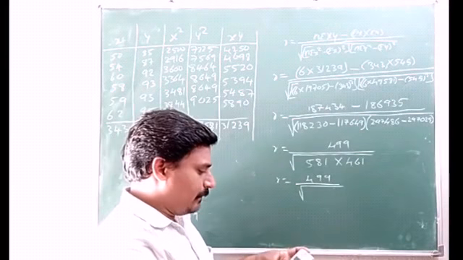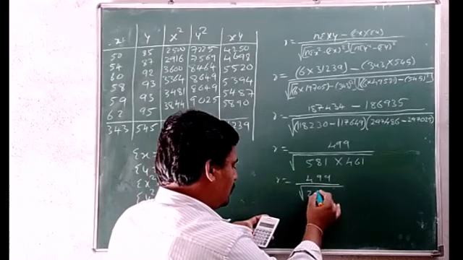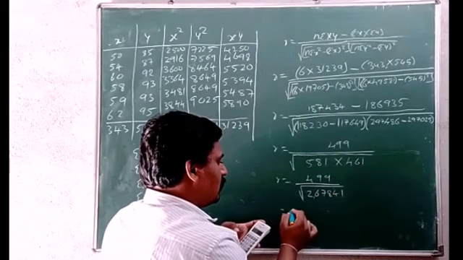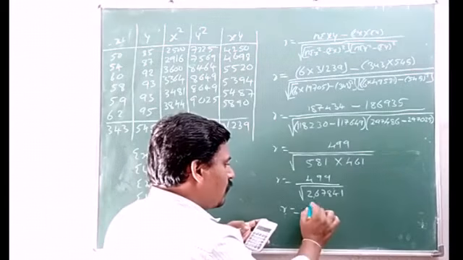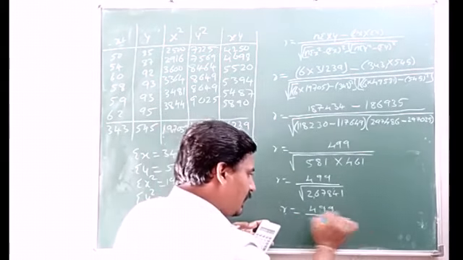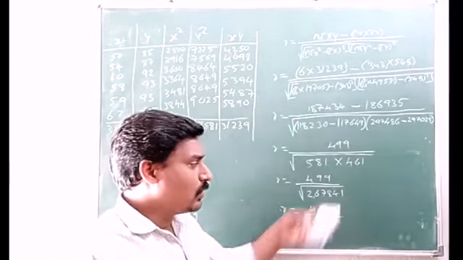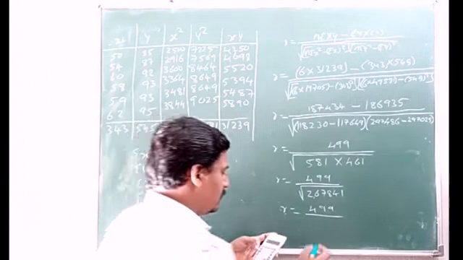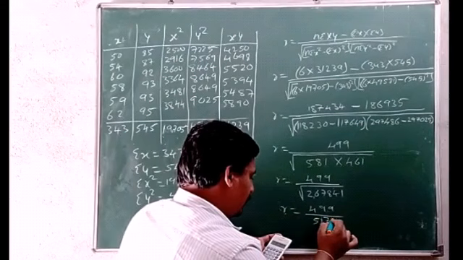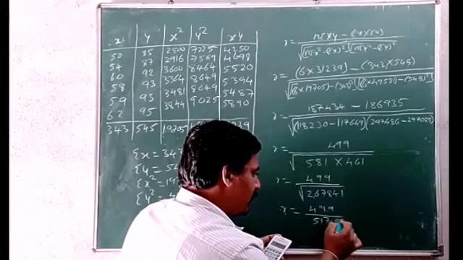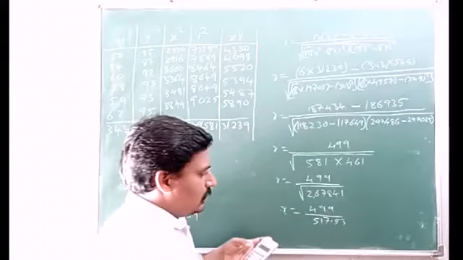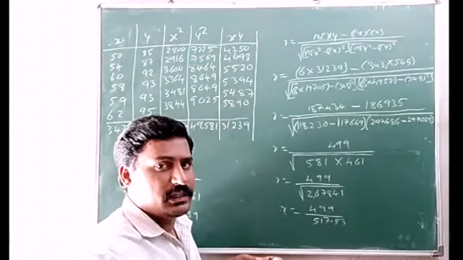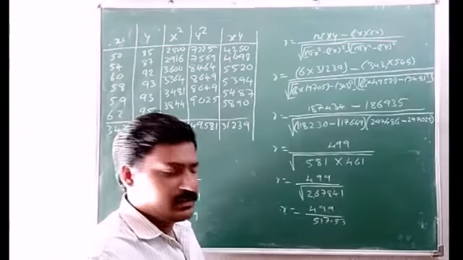461, that is 2,67,841. So R is equal to 499 divided by root of 2,67,841 is 517.53. Take two decimals here, minimum, maximum 4 decimals. So better take two decimals here.